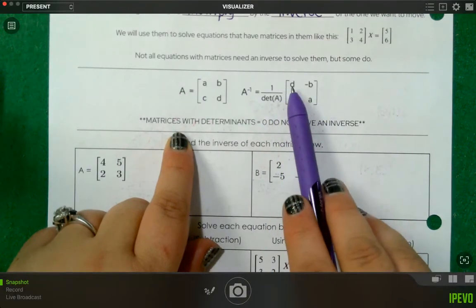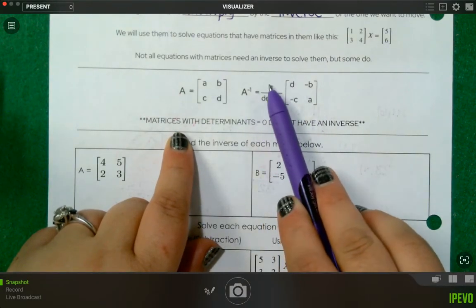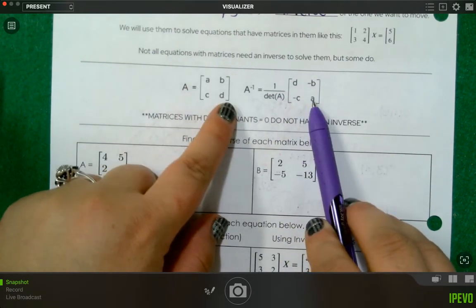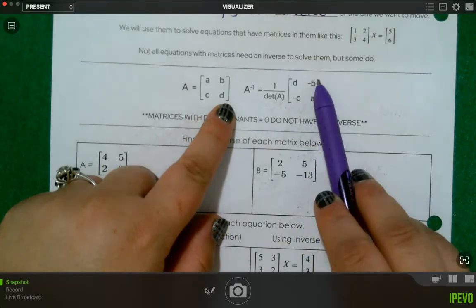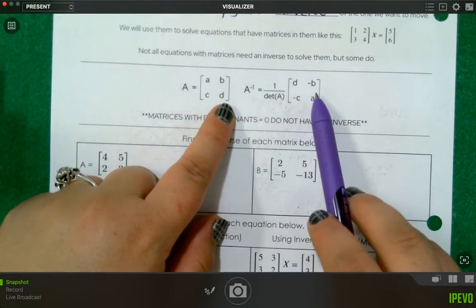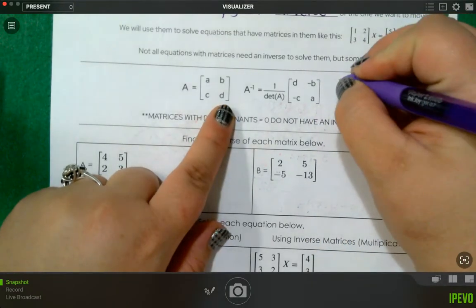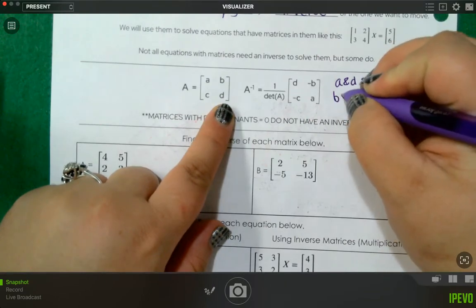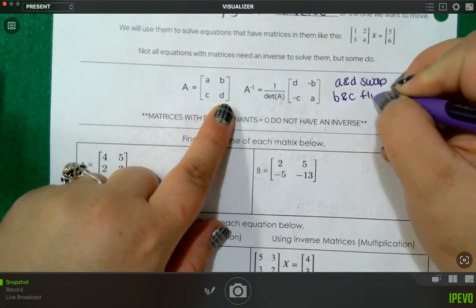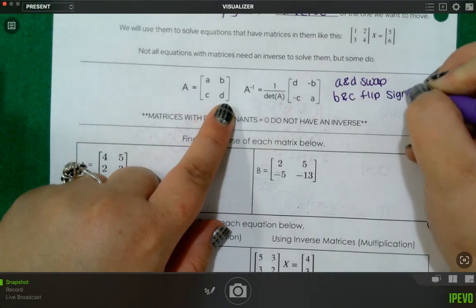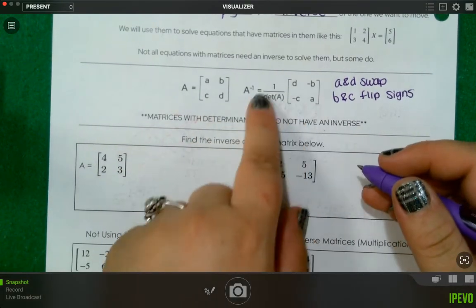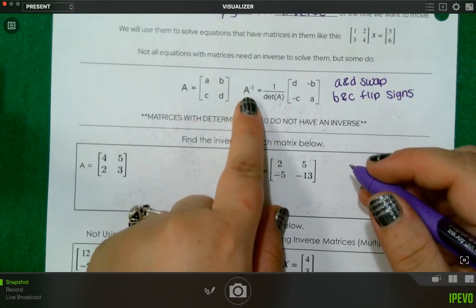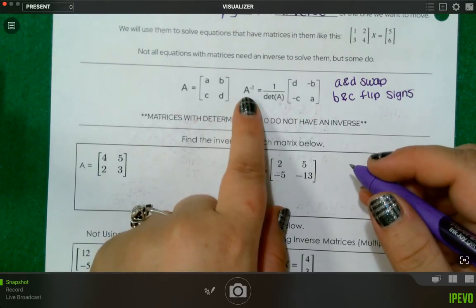Okay? Then what you multiply this by is a new matrix that is A and D switch, and B and C become negatives. So these flip signs and these flip spots. Okay? A and D swap. B and C flip signs. And then this is the inverse. The way we write or notate the inverse is with this little -1 up here in the corner. Okay, that means inverse. This is the original.